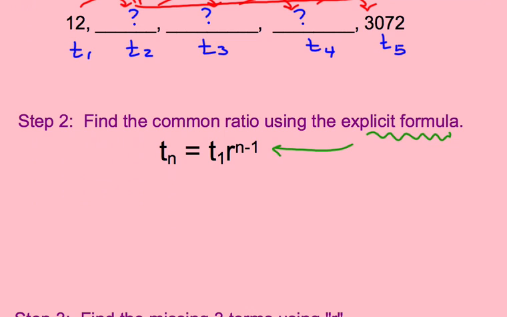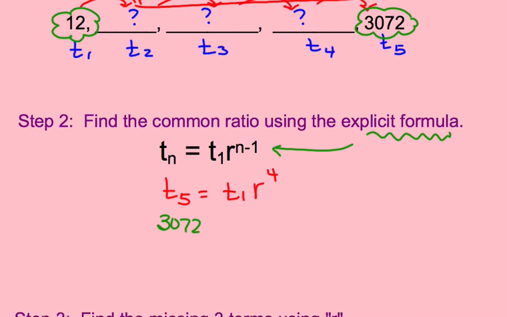So we say, to find term 5, we start with term 1 and multiply 4 common ratios. So now let's substitute in what we know. We know that 3072 is term 5. We know term 1 is 12, but we don't know the common ratio. So we're going to go ahead and solve it for r.